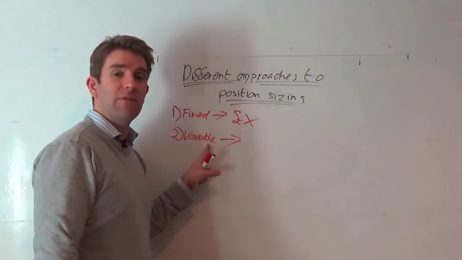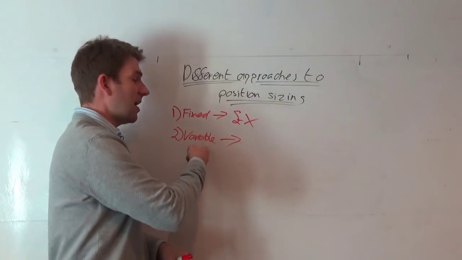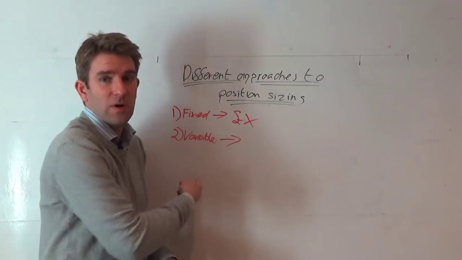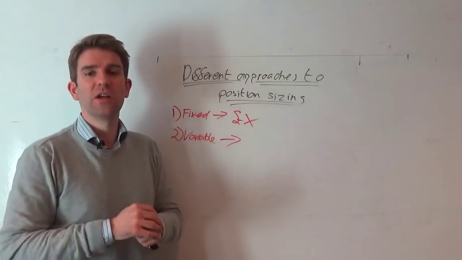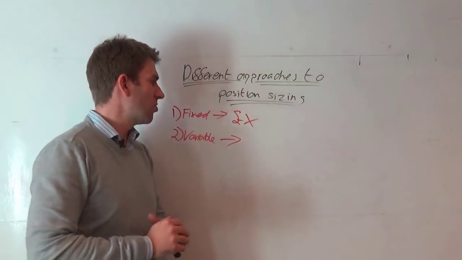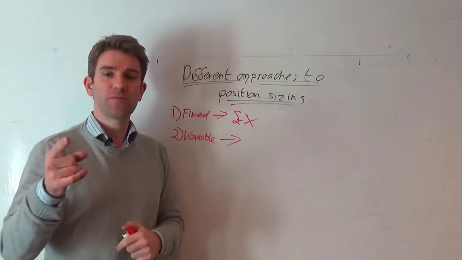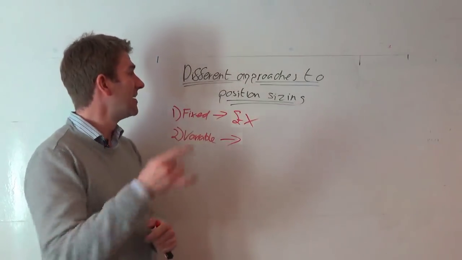Variable is another way of doing it, and this is the way that I do it, and I also know other traders who do it very well too. So it's a personality thing. It's how you approach trading, your style, your strategy, and your overall goals and what you're looking for as a trader. Anyway guys, that's position sizing, different approaches to position sizing.